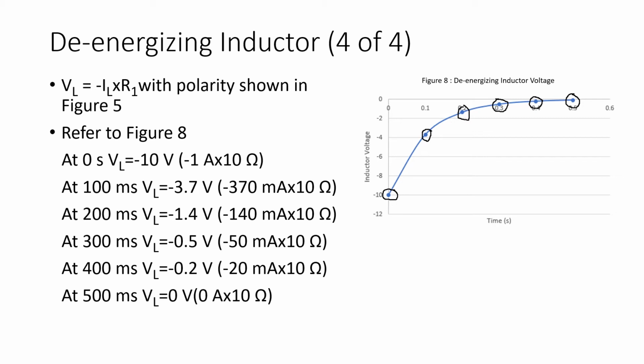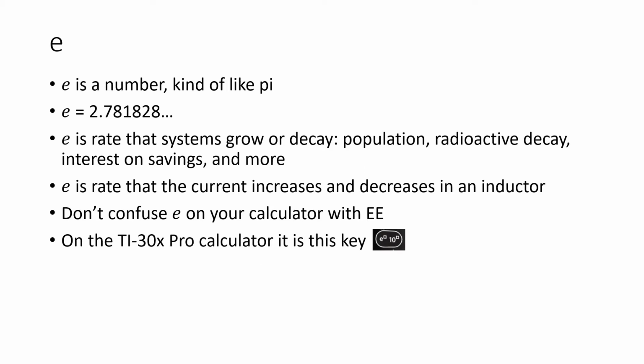Now, before we look at the next section, we need to discuss or define E. And E is actually referred to as Euler's number. And E is just a number, kind of like pi.